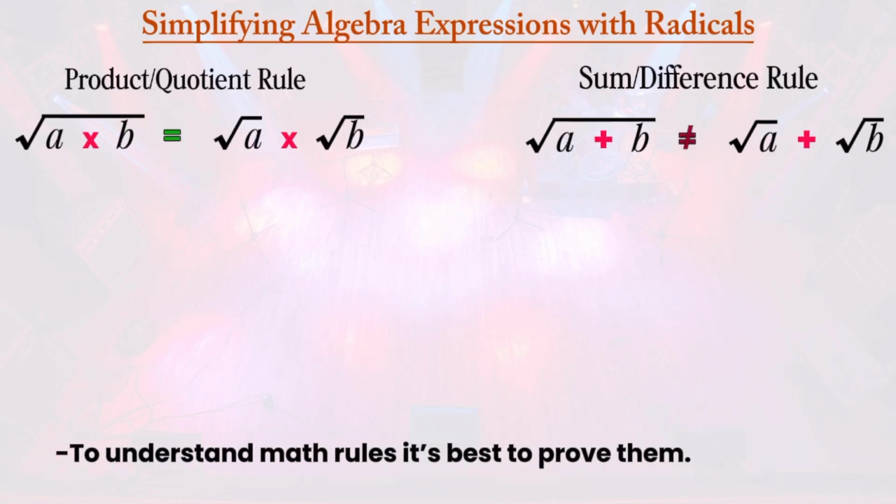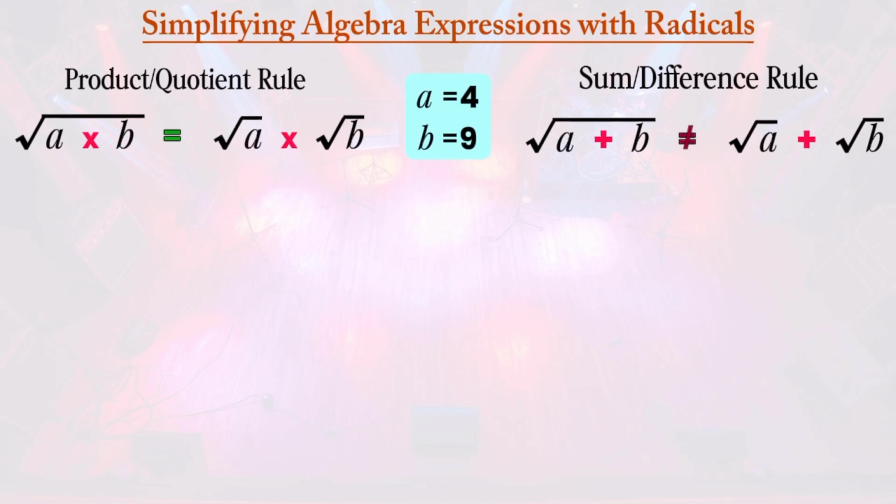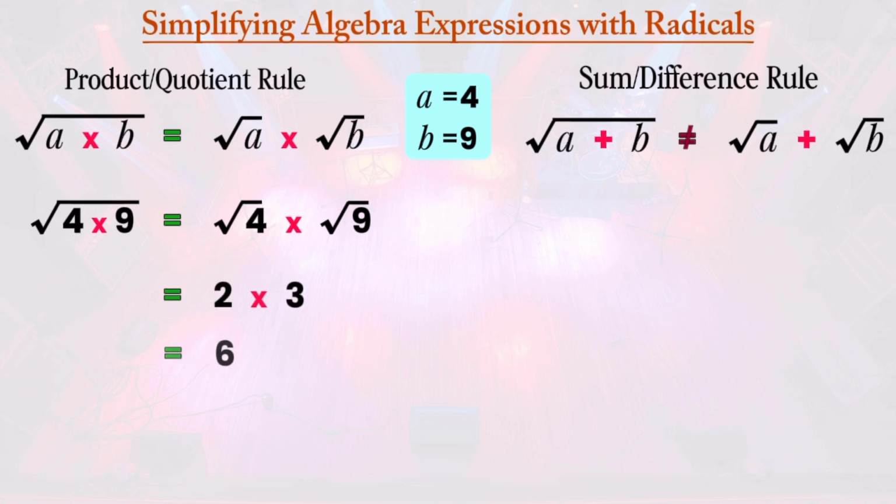The best way to prove and understand math rules is to use simple numbers. Let's say a is equal to 4 and b is equal to 9. The square root of 4 times 9 is equal to the square root of 4 times the square root of 9. This gives us 2 times 3, which is 6. Alternatively, the square root of 4 times 9 is the square root of 36. And the square root of 36 is 6.